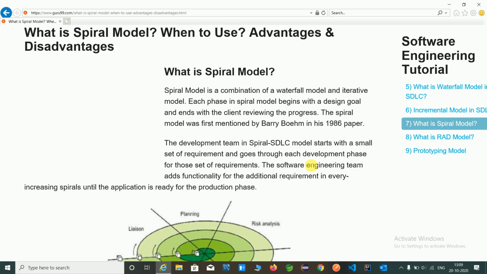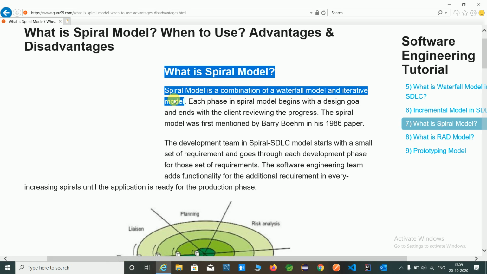Hello friends, in this video we have to learn a very interesting SDLC model, that is the spiral model. Spiral model is a combination of a waterfall model and an iterative model. Iterative means these steps or phases go on again and again, and waterfall is one time. So we can perform both operations in the spiral model.